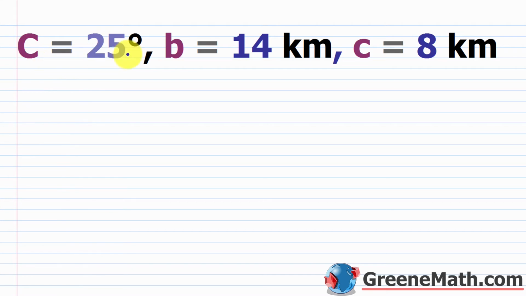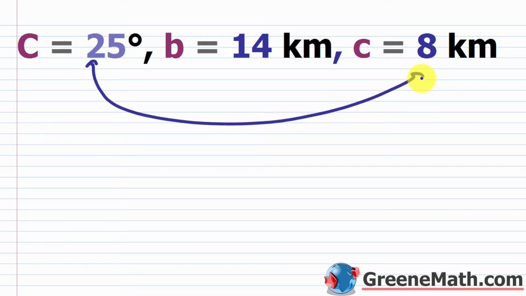So we have C equal to 25 degrees, B equals 14 kilometers, and C equals 8 kilometers. So again, when I think about this, I have the angle and its opposite. Don't worry about the letters. It's completely irrelevant. Don't get hung up on that. If I want to find H, again, I'm using that same formula. Take this measure here that's not involved in the angle and its opposite, multiply by the sine of the angle you're given.